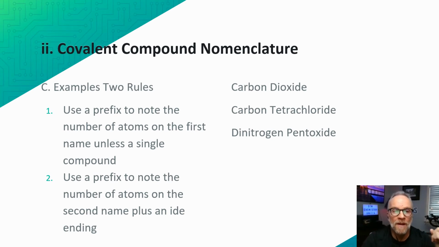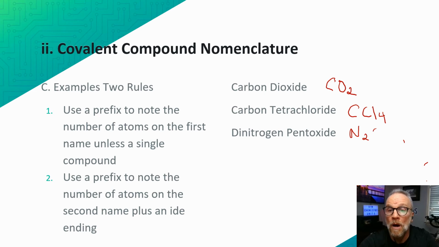So this first one is, if you're given the names, you write down the symbols. So carbon dioxide, and you probably already know that that is CO2. Here you'll notice that it doesn't say monocarbon dioxide. If it is a single atom on the first name, you don't put a mono on it. You only put a mono on it on the second name if it's a single atom. And so we've got carbon tetrafluoride here, carbon tetrachloride, I think I might have said fluoride. And then this next one, we've got dinitrogen pentaoxide. So N2O5.